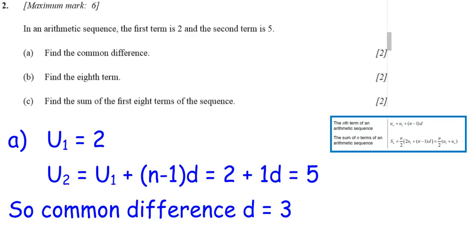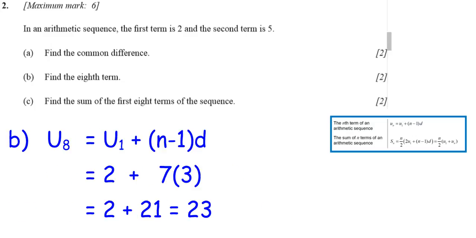So if you know that U1 is 2, you can use a formula that Un is equal to U1 plus (n minus 1)d. Well, if you know it's U2, then U1 equals 2 and n minus 1 is 1. So 2 plus 1d equals 5, and so the common difference is 3. This is useful, let's say, for example, you're given U1 and U3, or U1 and U4, and then you'll need to use a formula.